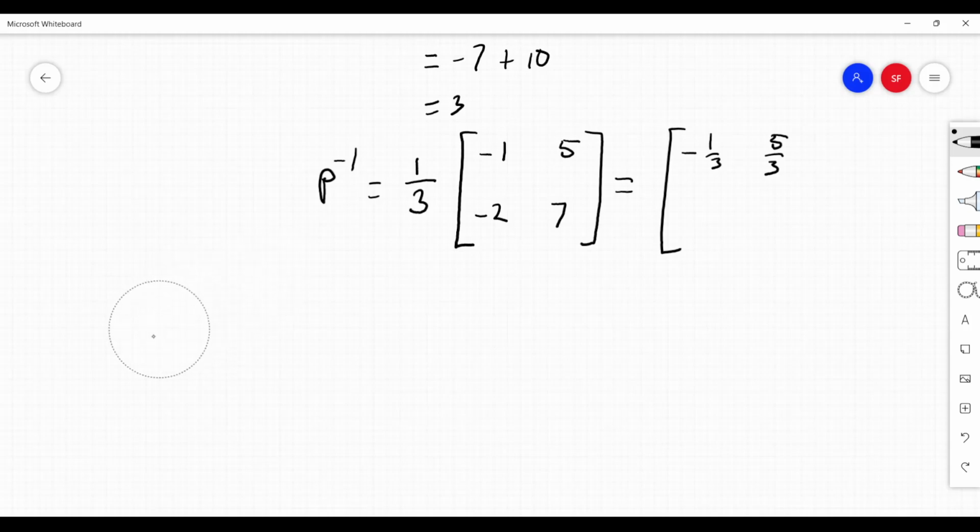So what's -2 times 1/3? -2/3. What's 1/3 times 7? 7/3. It is super easy. You can smart it down.